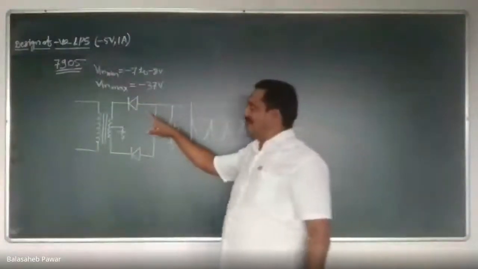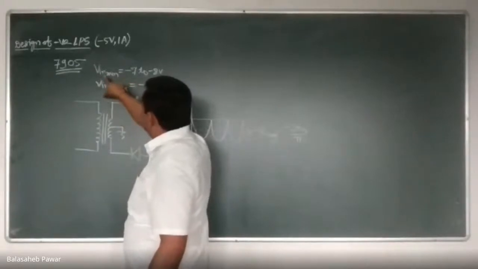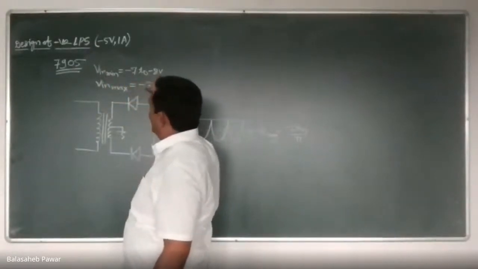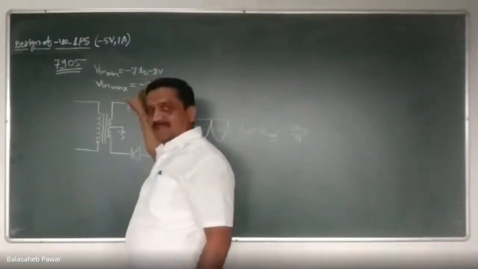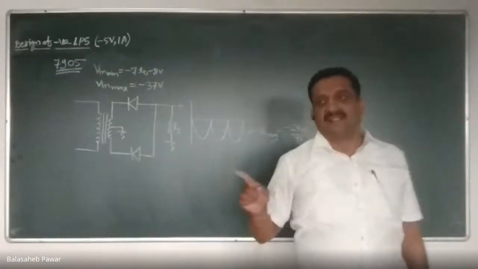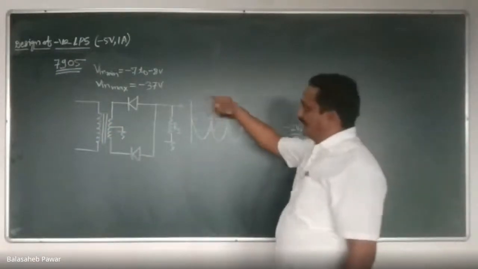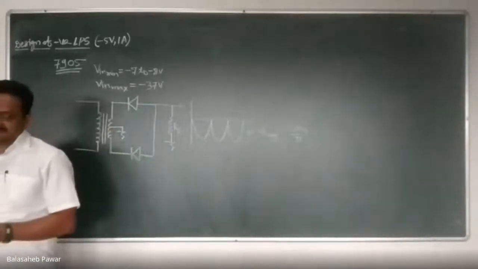In case of 78, what did I write? I wrote V in min 7 to 8 volt, but for 7905, it will be minus 7 to minus 8. And maximum is again the same, that is 37. In case of 78 it is plus 37, and in case of 79, it will be minus 37. Is it clear? Yes or no? Yes, sir.